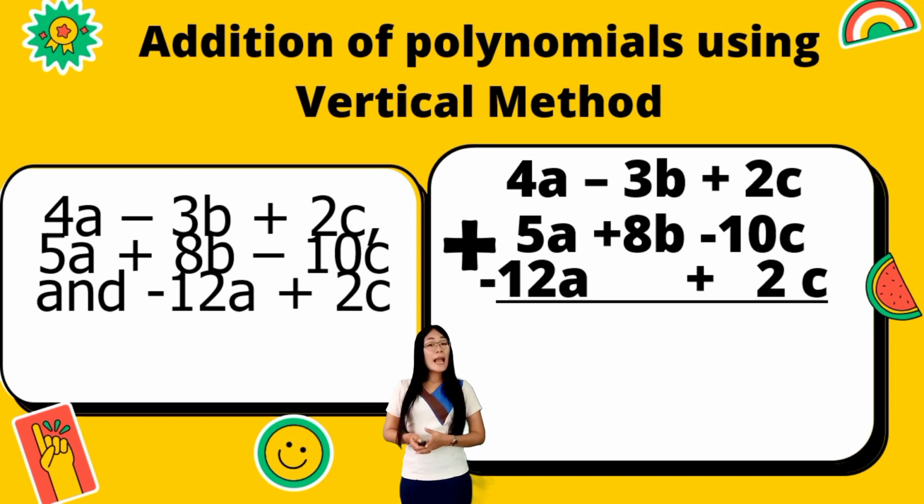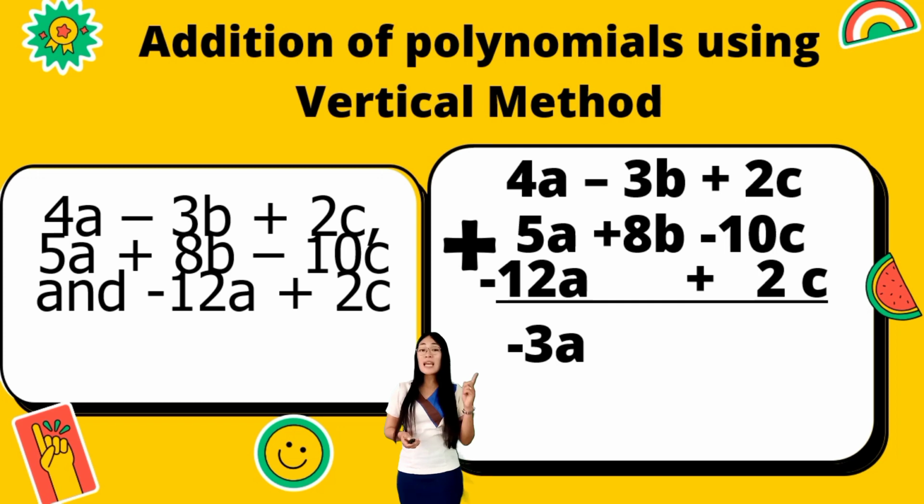So, 4a plus 5a minus 12a. The answer is negative 3a. Why? Because 4 plus 5 is 9, plus negative 12, meaning they are different signs. So, we will subtract 12 minus 9. 12 minus 9 is 3. And 12 is negative, which is larger than 9. That is why our answer is negative 3a.